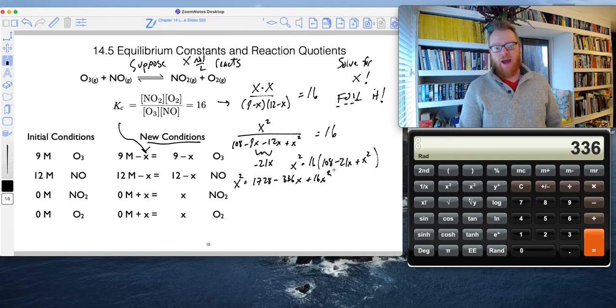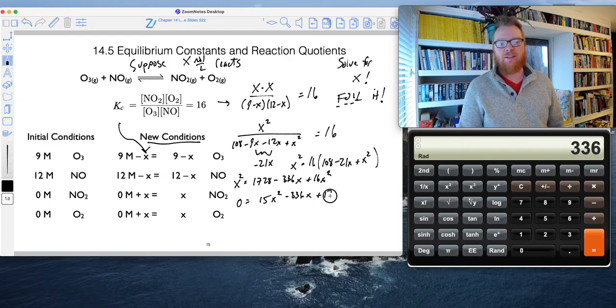So when I subtract that over, that now becomes 0 equals minus x squared minus 16x squared. So that's going to be 15x squared minus 336x plus 1728. And now we can plug this into the quadratic equation.